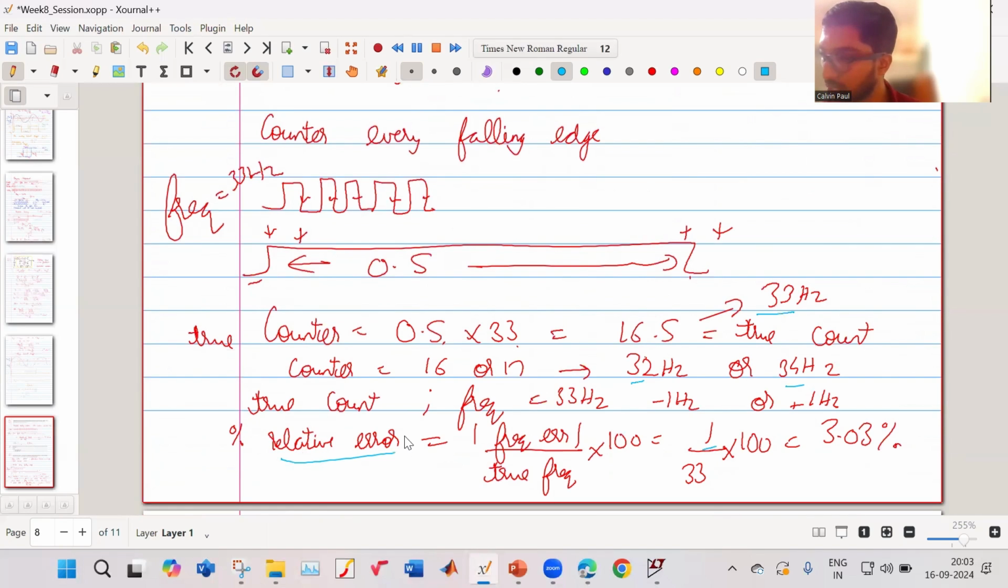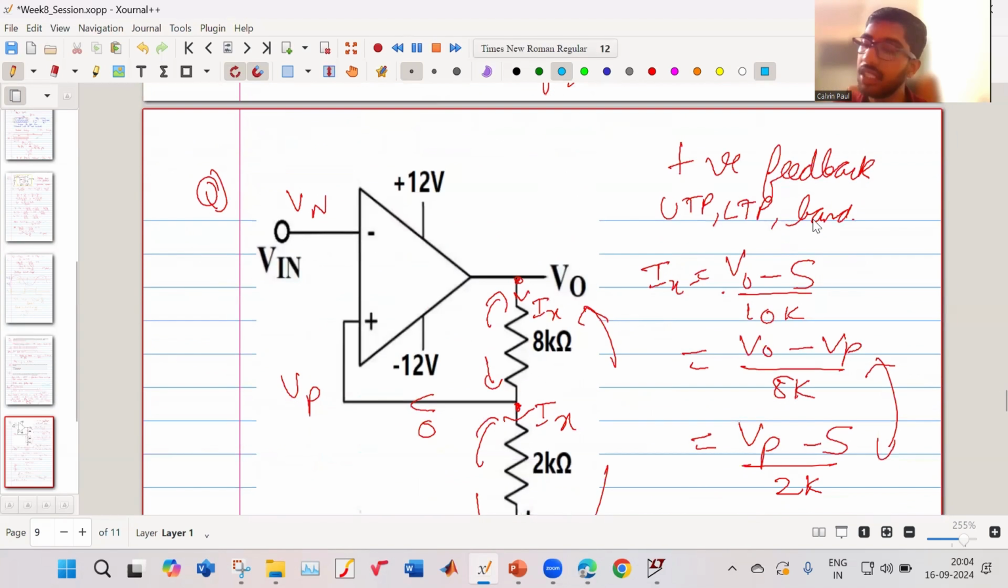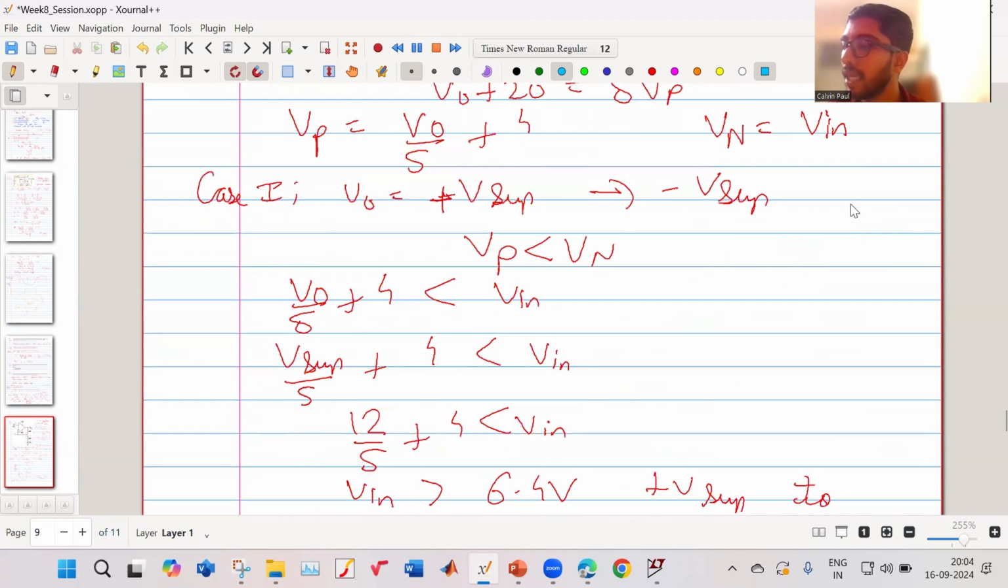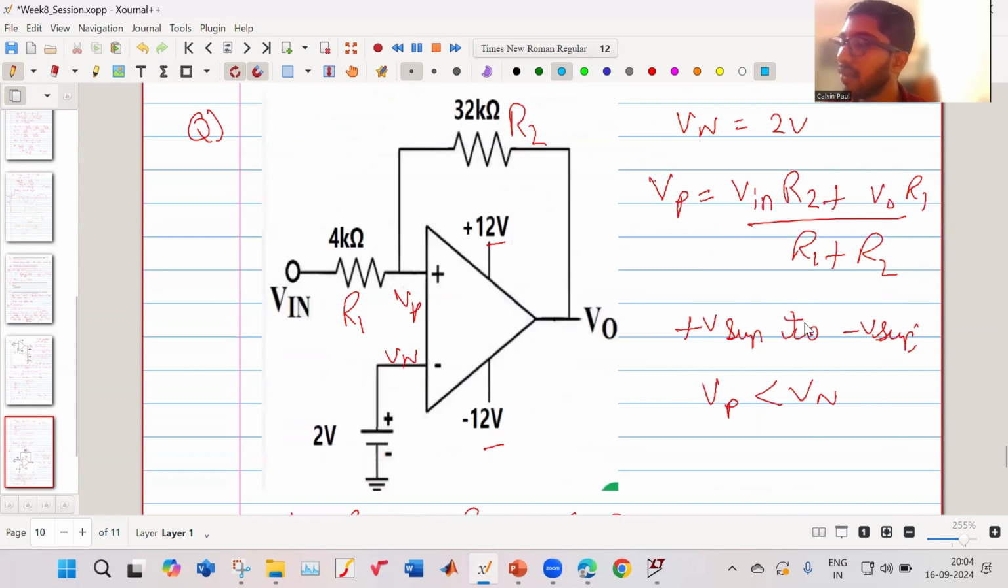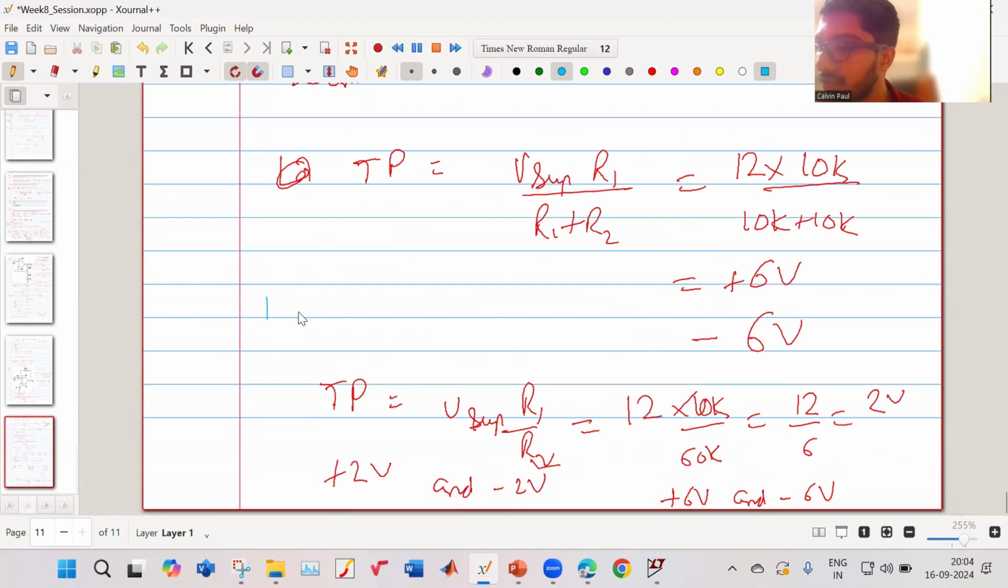So if I want to reduce the error, what should I do? I should increase the gate time. But if I increase the gate time, what will happen? The time for computation, the time for it to calculate the frequency, is more. So that's a problem. Next, we touched on this where we found the upper trigger point, lower trigger point, and the band. And then we did this sum where we again found the same things. And then I did an LTSpice demonstration.